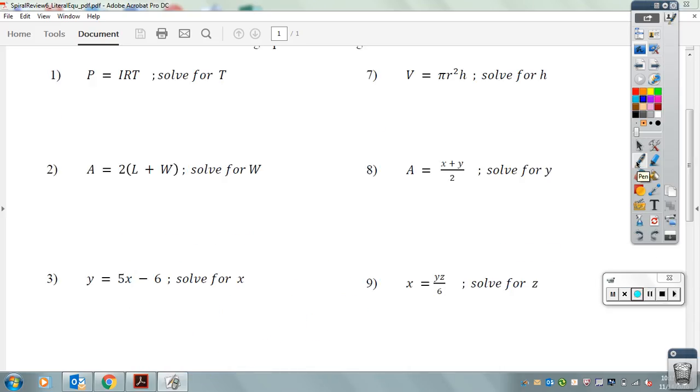Moving back up top to number 7, it says solve for h. First thing you have to do is isolate the term that contains my variable. This is the whole term, so I don't have anything else to do. It is all held together. I'm done with step 1. Now this is technically all multiplication. So how do I undo multiplication? Just divide by pi r squared. Divide this by pi r squared. Cancels, cancels. I have h equals volume divided by pi r squared.